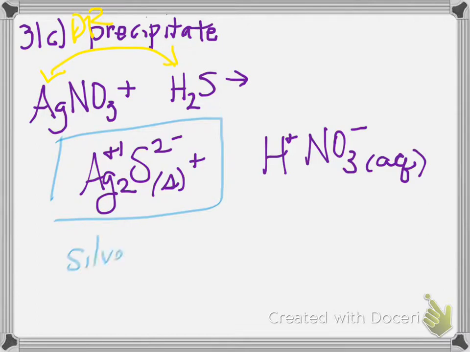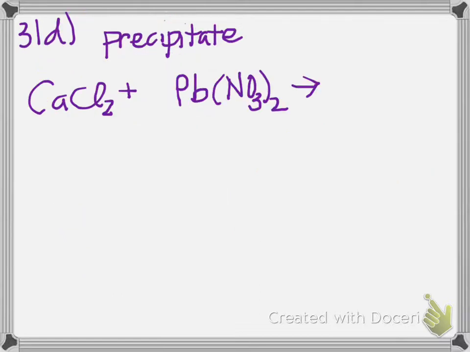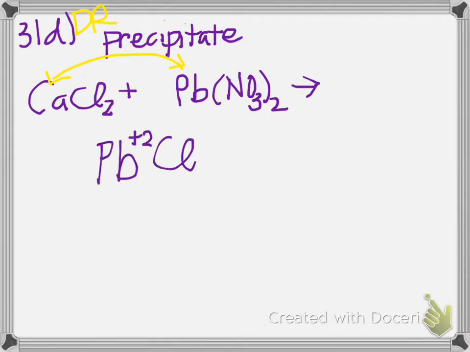Again, I can name it. Remember, with silver, I don't have to use Roman numerals, even though it's in a short column, because it only has one possible charge. So you can write the formula, or you can write the name to identify it. Letter D, again, we have a double replacement reaction. Calcium and lead are going to swap partners. So lead's partner is now chloride, and calcium's partner is nitrate.